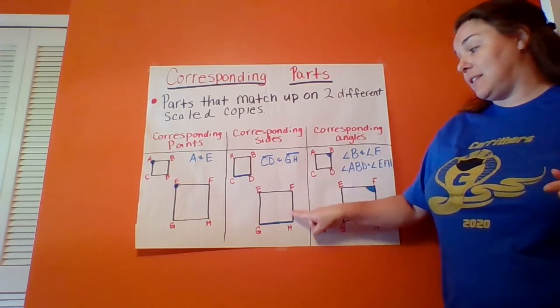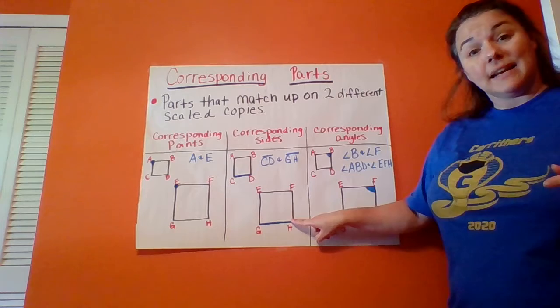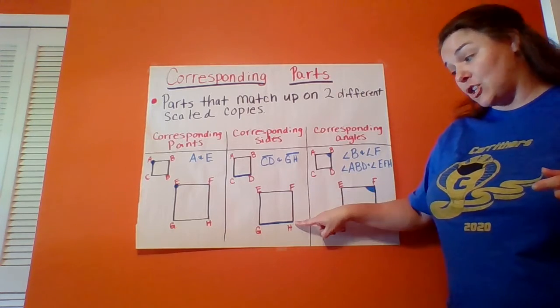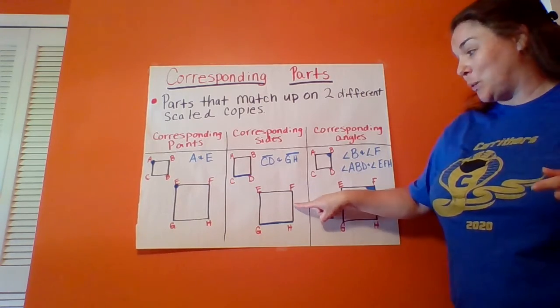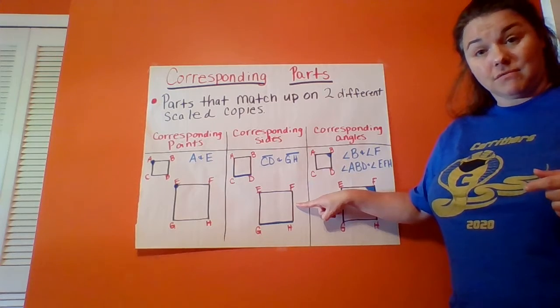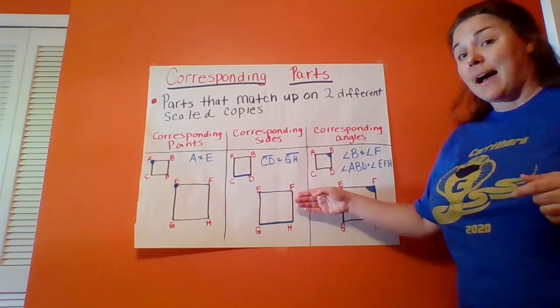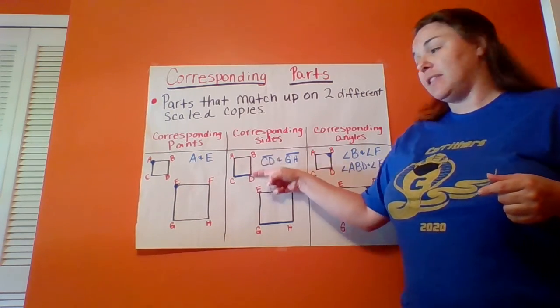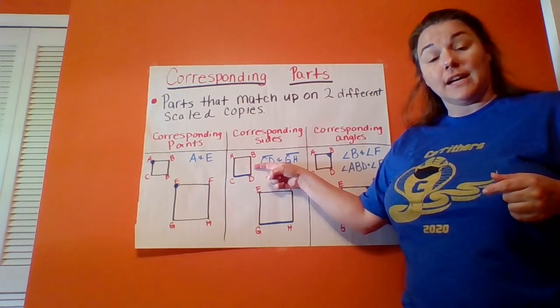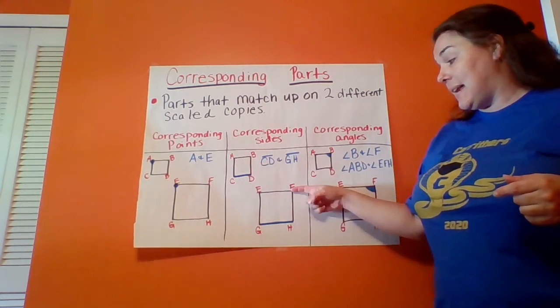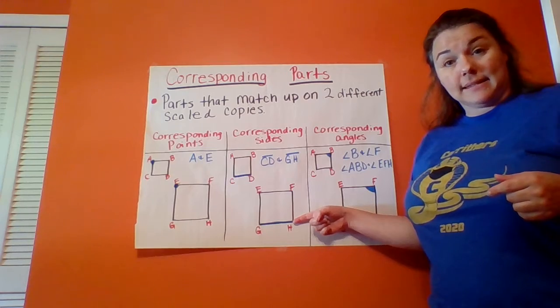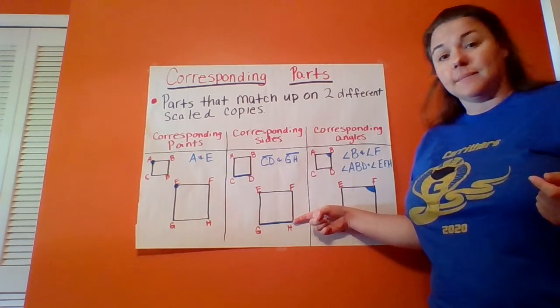If I wanted to find the line segment or the side that corresponds to FH, well, that's the right side of our square. So I could look at my original. Well, this is the right side of my square over here. So BD and FH are also corresponding sides or line segments.